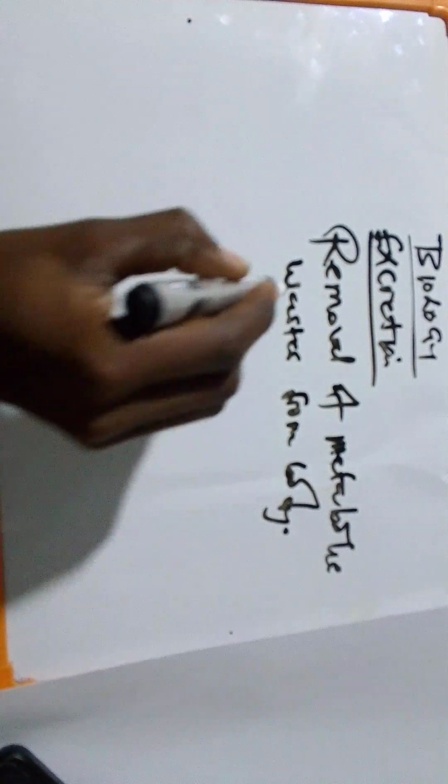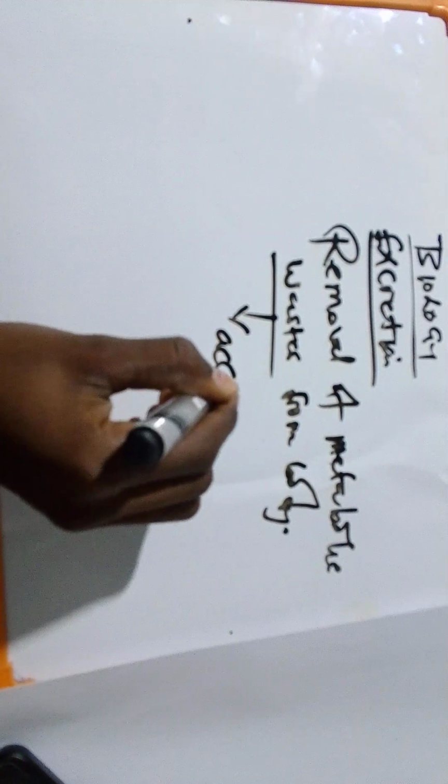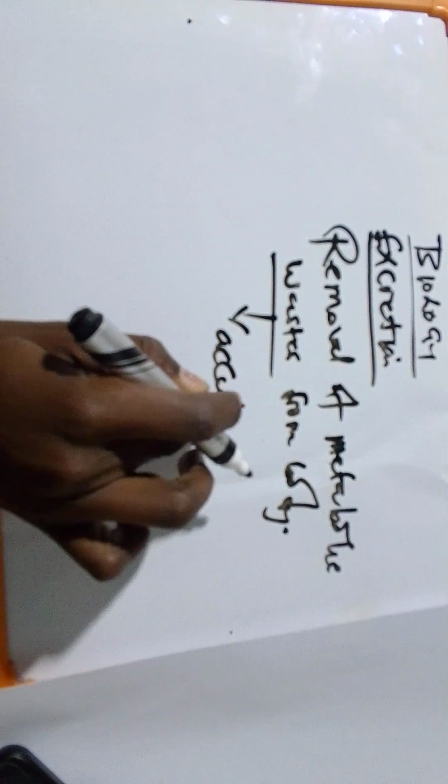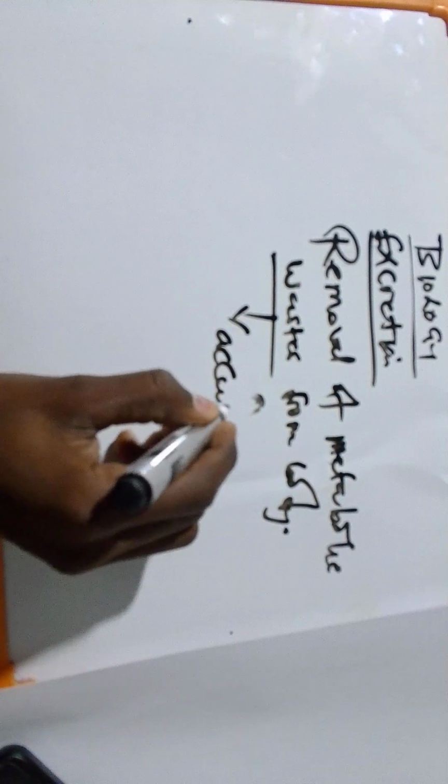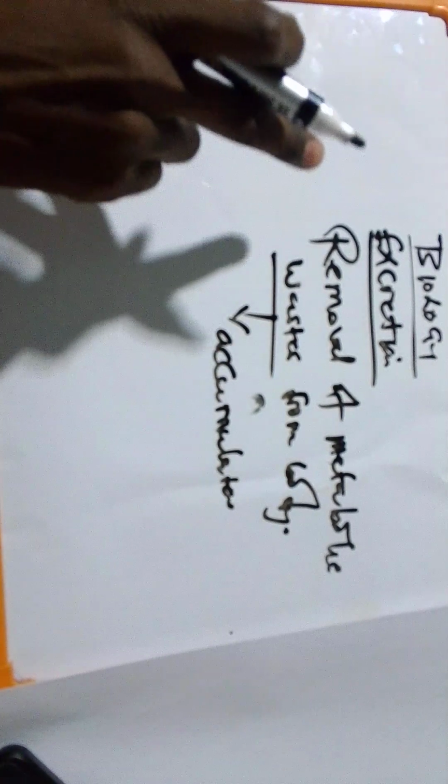Now, since you're dealing with the removal of something from the body, it means that the body cannot keep these wastes when they accumulate inside. So we're saying that these wastes, when they accumulate, cannot be managed by the body. Hence, they need to be excreted or to be removed.